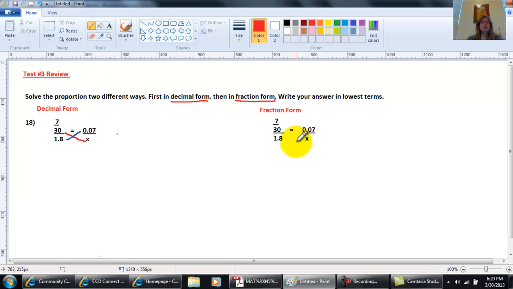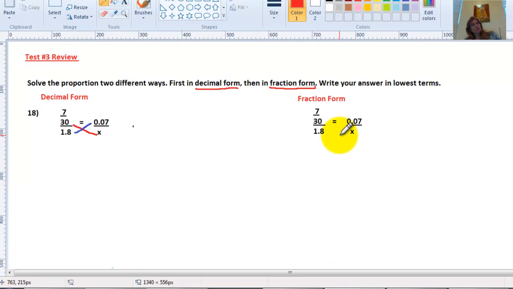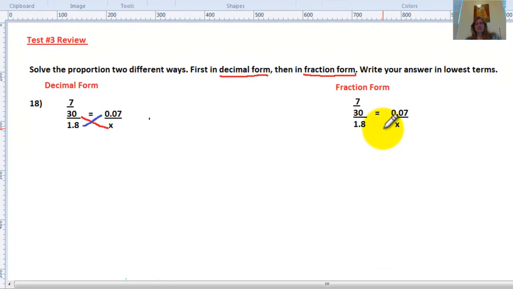The answers should be the same. In other words, if you were to have the answer in the decimal form, when you change it to fraction, it should be equal to the fraction answer, and vice versa. You can change the fraction form answer to a decimal. That should equal the answer in decimal form. Anyway, you'll see that at the end.